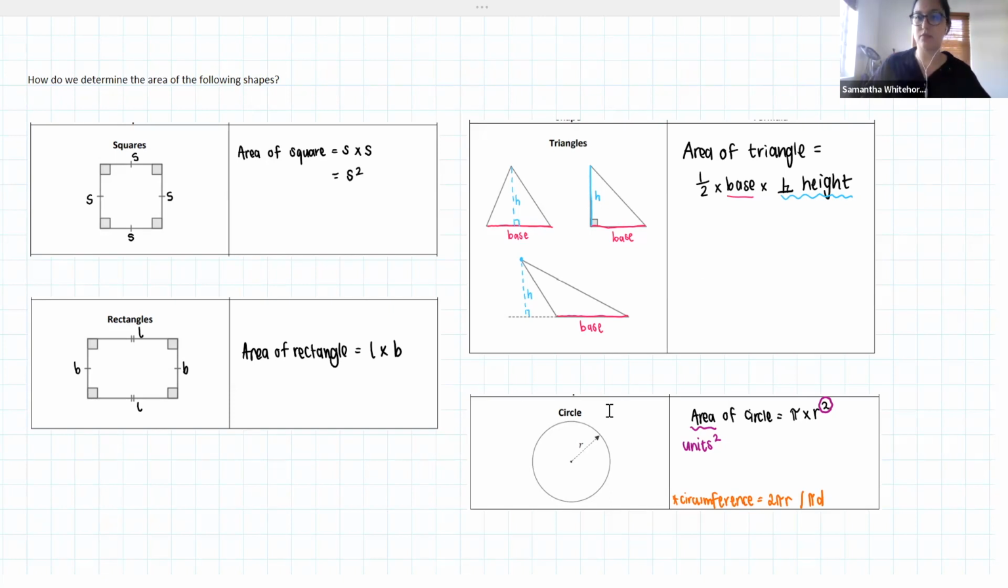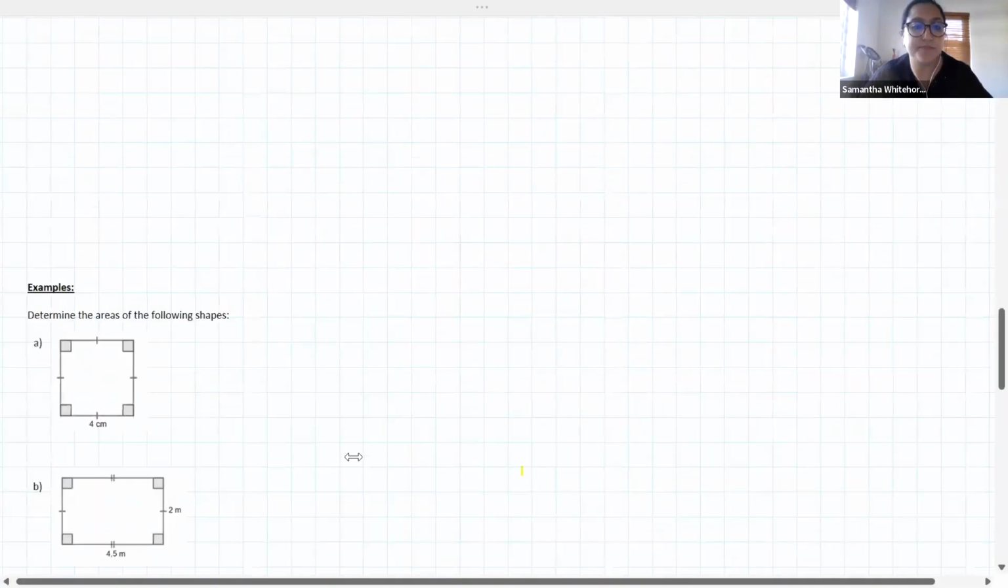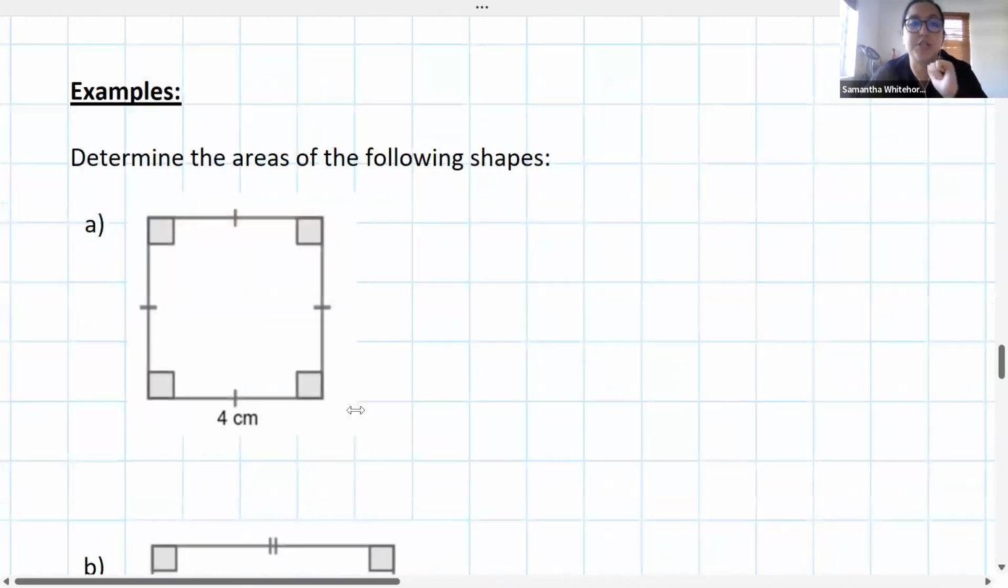Alrighty. So let's put this all into practice now for ourselves. Hope we've got our screenshots. So let's have a look at question A here. So grade 8, my first question to you is, what type of shape is this? Just basically, what type of shape do I have here in question A?